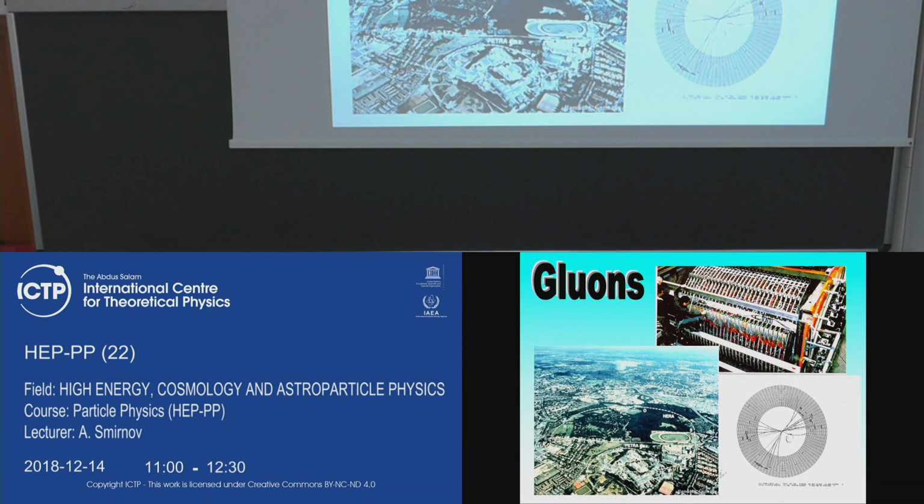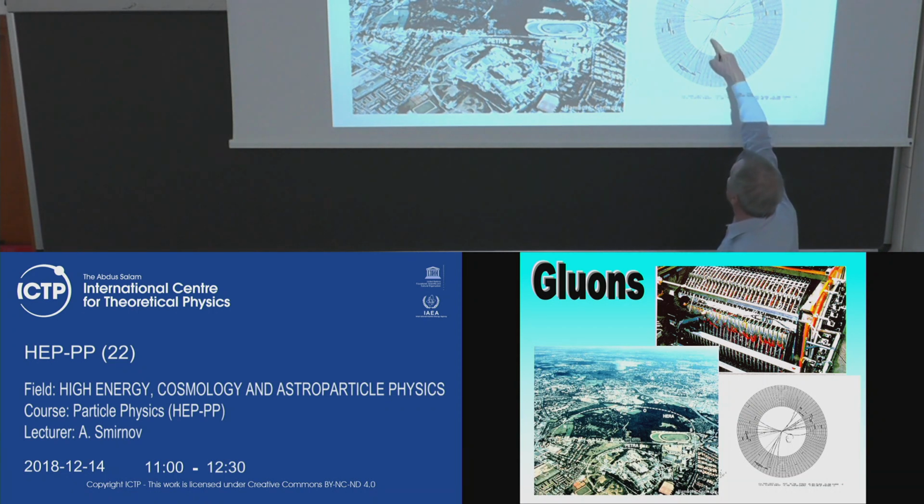Now, gluon discovery. So this is PETRA, and this is the HERA accelerator complex in DESY in Germany. It doesn't exist now. This is the detector, and you see here these 3-jet events. Now you see really what these jets are.